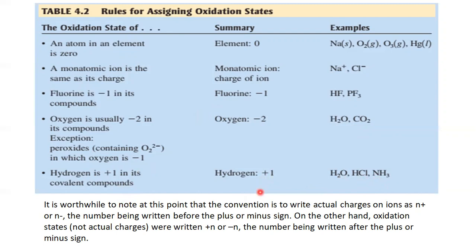The application of these simple rules allows the assigning of oxidation state in most compounds. To apply these rules, you have to recognize that the sum of the oxidation states must be zero for an electrically neutral compound. Again, I repeat that the sum of the oxidation states must be zero for an electrically neutral compound. It is worthwhile to note at this point that the convention is to write actual charges on ions as n plus or n minus, the number being written before the plus or minus sign. On the other hand, oxidation states, not actual charges, are written as positive n or negative n, the number being written after the plus or minus sign.